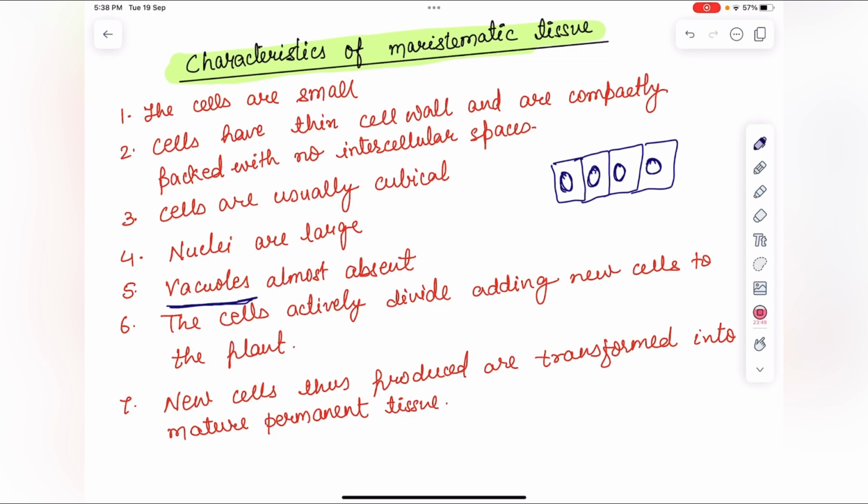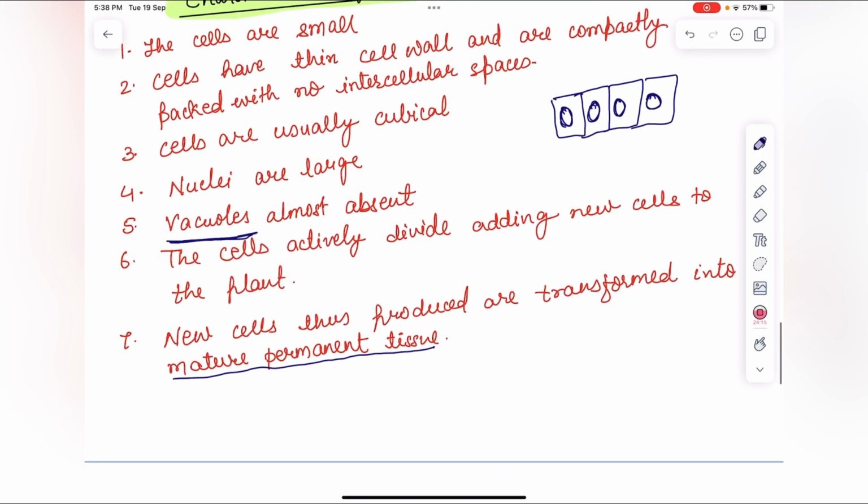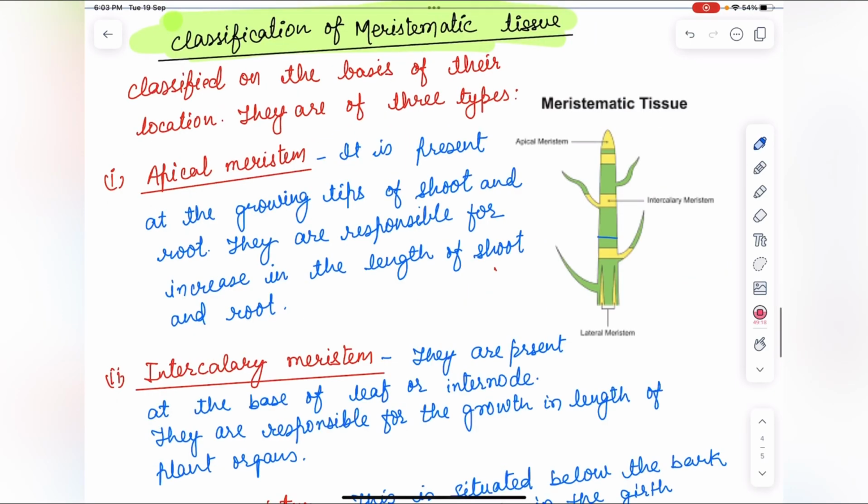Next point is the cells actively divide, adding new cells to the plants. In plants, there will always be active division of cells. New cells thus produced are transformed into mature permanent tissues. So after the formation of new cells, the old cells will be transformed into mature permanent tissue. And now the classification of meristematic tissue.